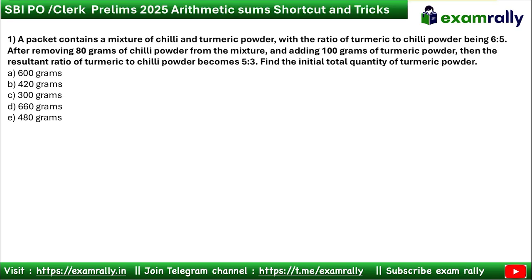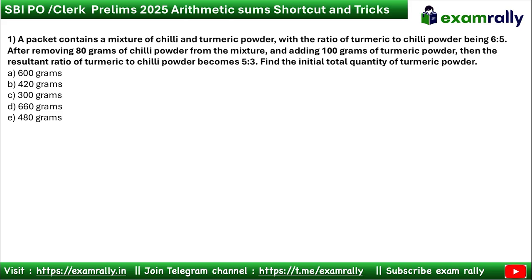First one, a packet contains a mixture of chili and turmeric powder with the ratio of turmeric to chili powder being 6:5. After removing 80 grams of chili powder from the mixture and adding 100 grams of turmeric powder, the resultant ratio of turmeric to chili powder becomes 5:3. Find the initial total quantity of turmeric powder.